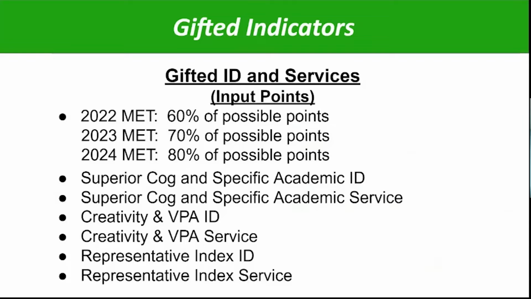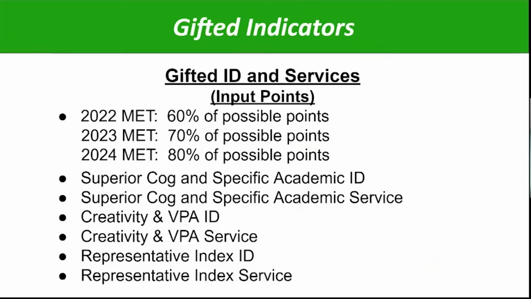And this is, we used to call it input points. They're now referring to it as gifted ID and services. And it's pretty similar. They did make some changes to this, but a lot of the ideas are the same as what it was when we had input points. So for that, in 2022, the goal was to get 60% of the possible points. We can see in 2023, that's going to go up to 70%. And 2024, we're up to 80%. And that's pretty comparable to what it was previous. So we're just gradually working our way up with those.